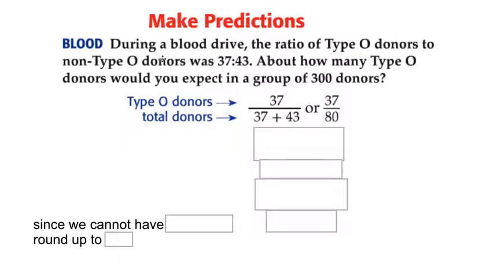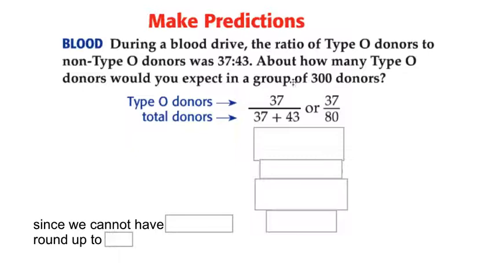Making predictions. During a blood drive, the ratio of type O donors to non-type O donors was 37 to 43. These are the type O donors, 37. 43 were non-type O donors. How many type O donors would you expect in a group of 300 donors?